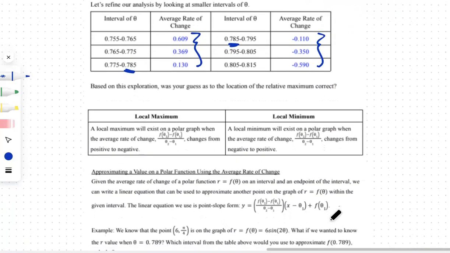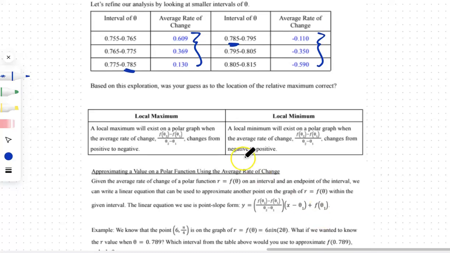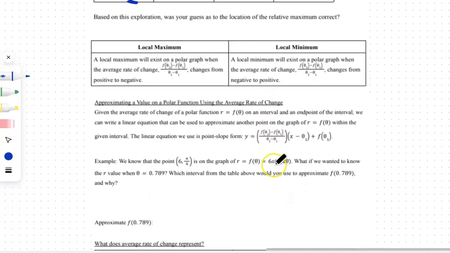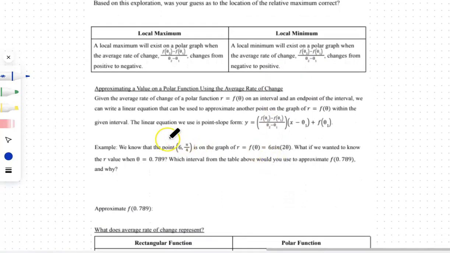So this gives me my definition of a local max on a polar graph: it is when the average rate of change goes from positive to negative, and a local min would happen when the average rate of change goes from negative to positive. Okay, so we can use rates of change on polar graphs to approximate a value on a polar graph. Basically, this is a secant line equation.